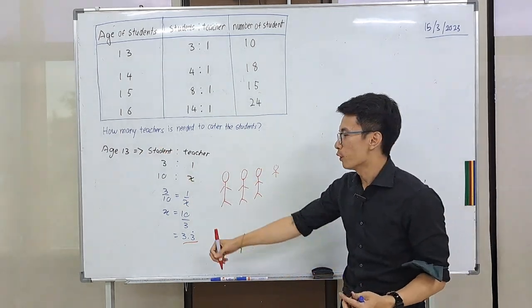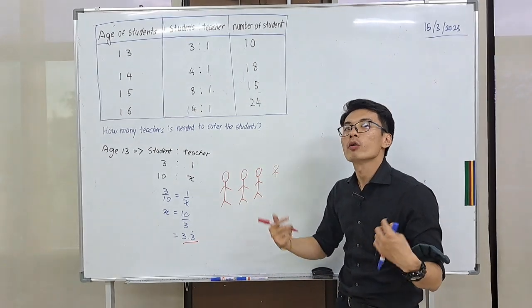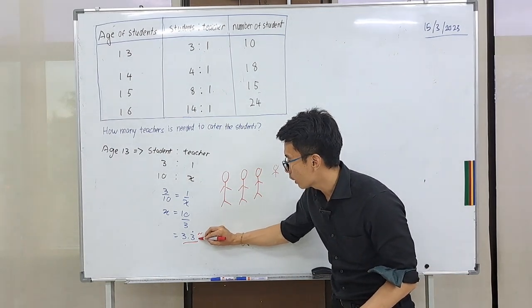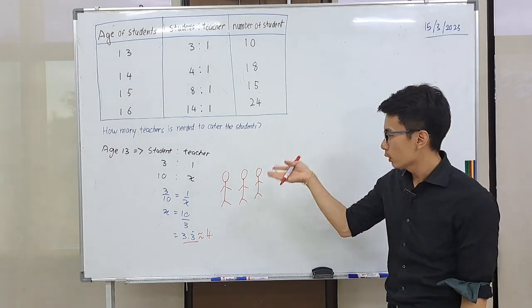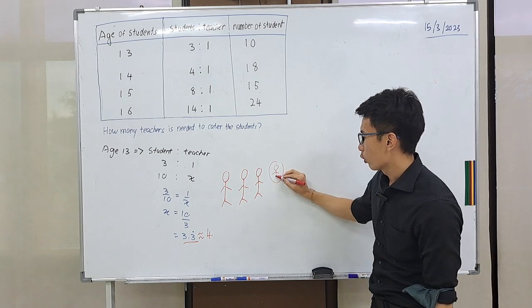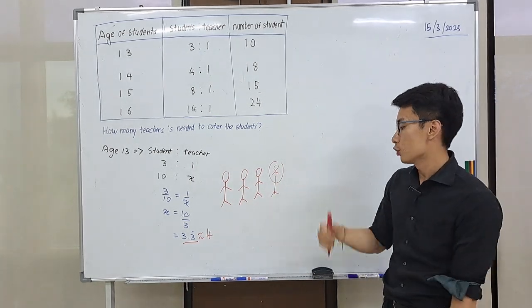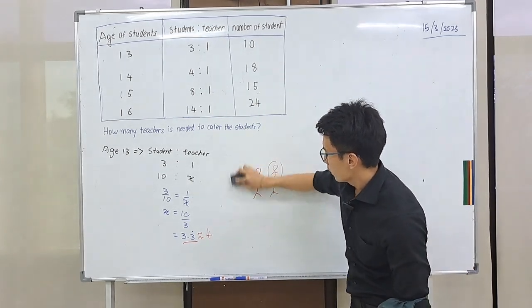Instead, we will round this off, because 3.3 is saying that we need more than 3 teachers. So we will round this up to 4 teachers, since I can't have a fraction, so I might as well call the full teacher to join us. So we will round this up to 4 teachers. We will continue with the other age groups.